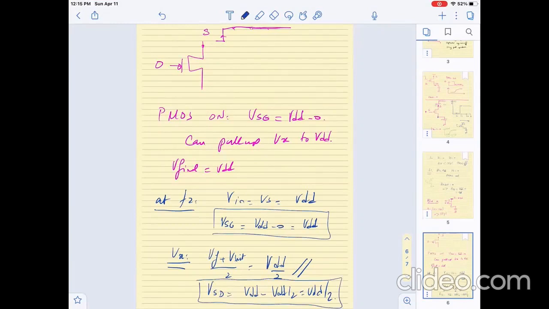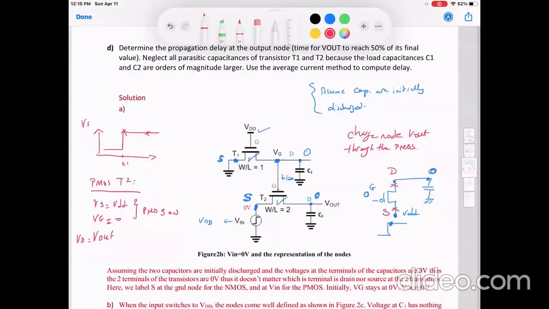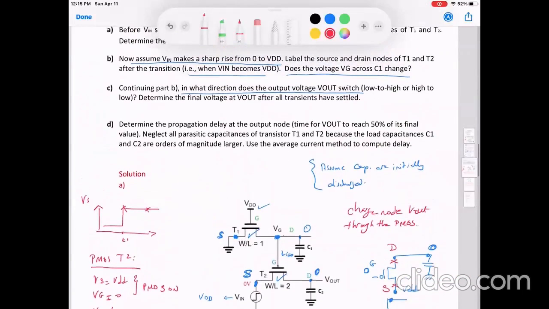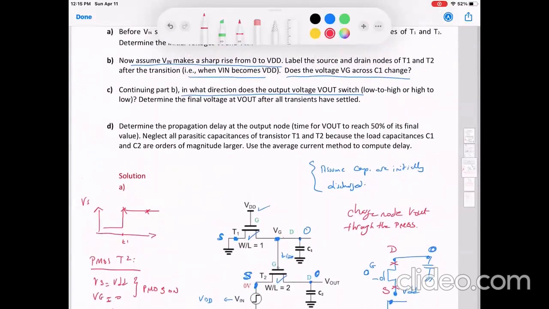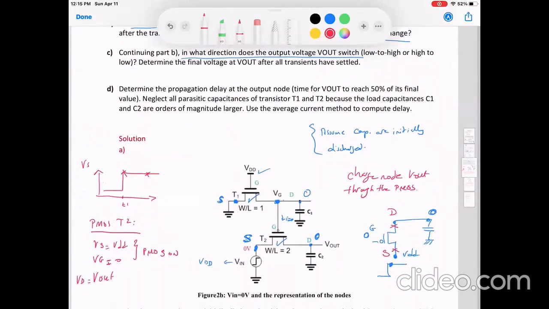Now I can go back to the circuit here and answer. Continuing, in what direction does the output switch? The output is going to be pulled up. Here it is drawn in a different direction, so let me draw it for you. What is happening is that I have the PMOS. The PMOS is drawn in this direction. It has a 0 here. It has a signal that is going up here.